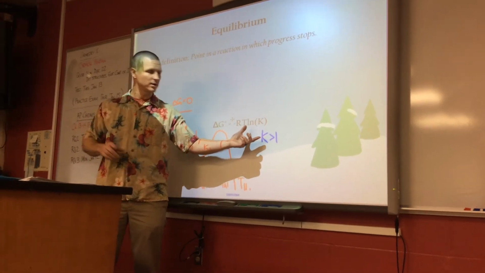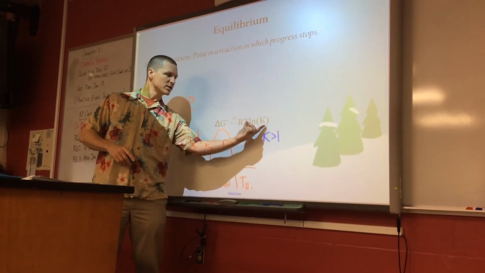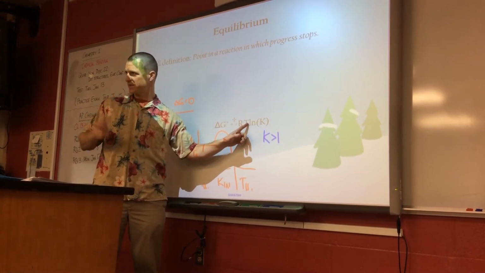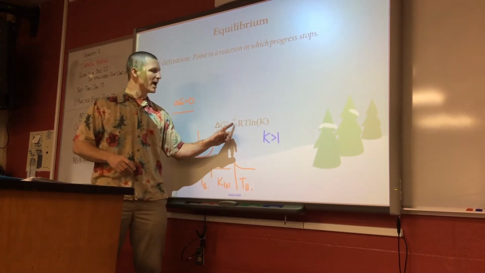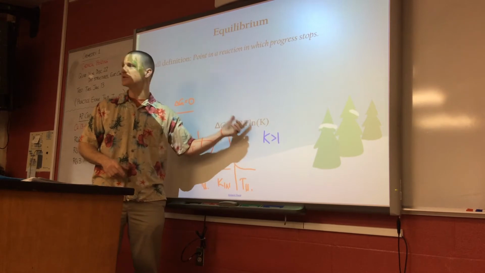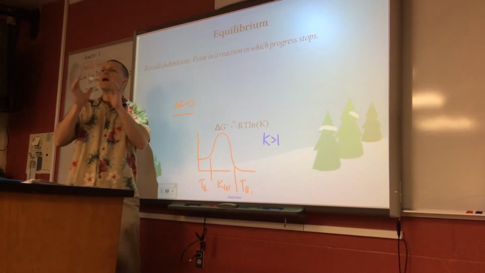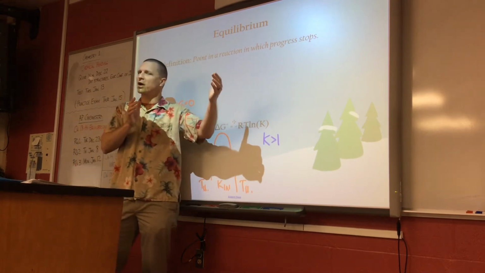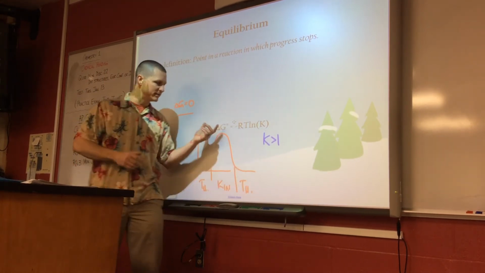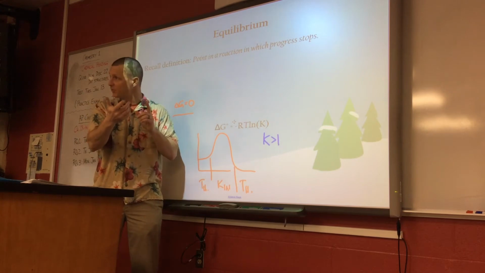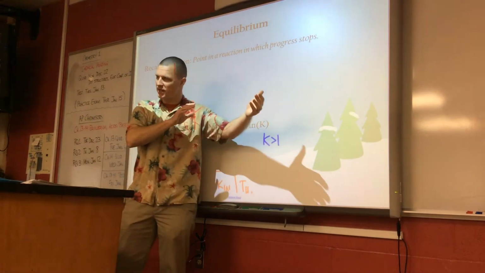Let's look up here. If K is greater than 1, this term is positive. T is always positive because it's Kelvin. R is always positive. So a negative of all these positive numbers will make a negative delta G. So no matter what K is, as long as it's greater than 1 and it favors the products, delta G is going to be negative. And vice versa as well. As long as delta G is negative, you know K is going to be greater than 1.